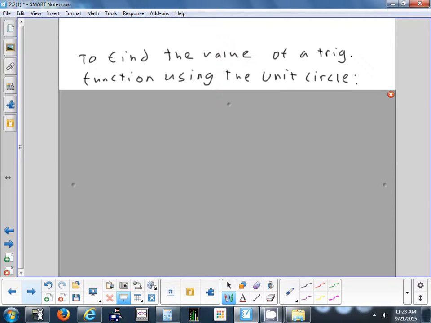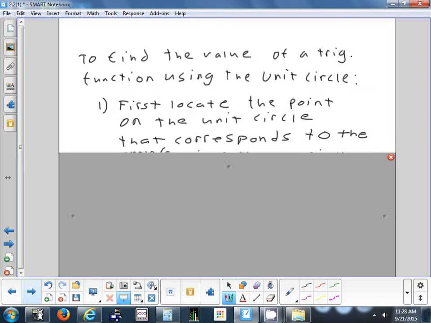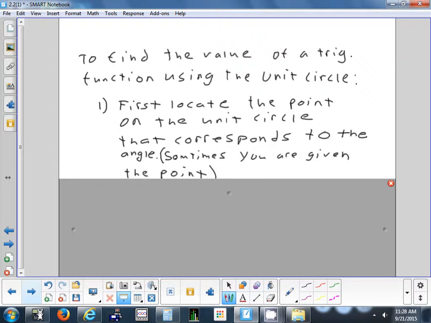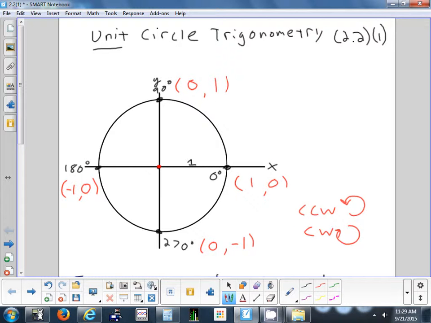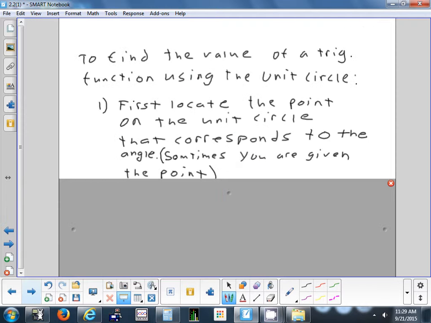So how do you actually use the unit circle and those definitions to find a trig function? First thing we're going to do is find the coordinates on the circle that represent the angle. Right now, you guys know how to do 4 angles. You know how to find the coordinates for 0, 90, 180, and 270. Those are the very first angles we wrote. Those are the only 4 you know how to do right now.